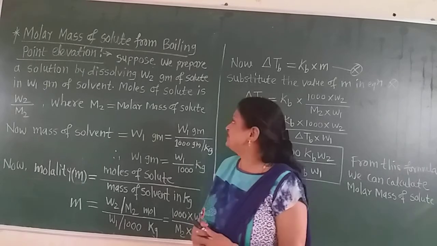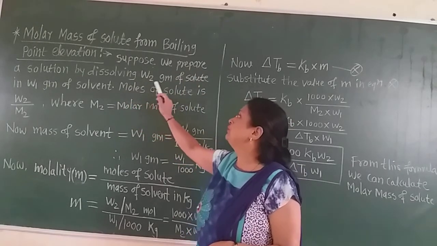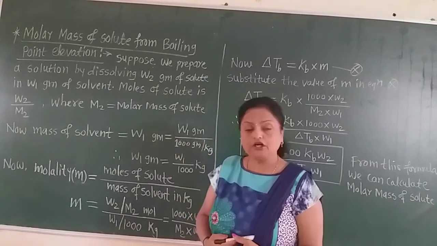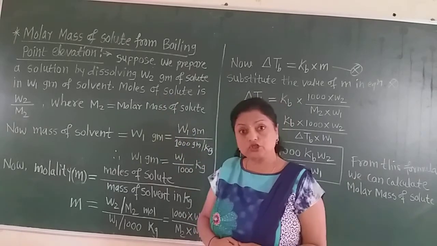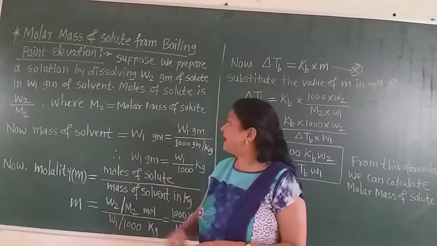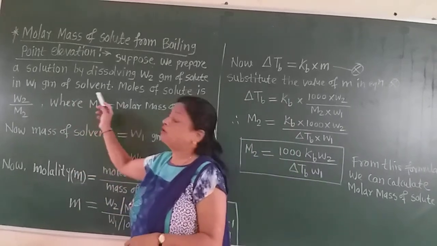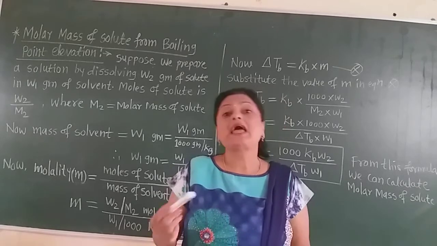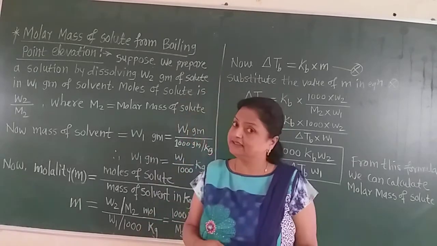Suppose we prepare a solution by dissolving W2 gram of solute. In the vapor pressure lowering also, we take W2 gram of the solute to prepare the solution. Suppose we prepare the solution by dissolving W2 gram of the solute in W1 gram of the solvent. The mass of the solvent is W1 gram and the mass of the solute is W2 gram. They are given in gram.